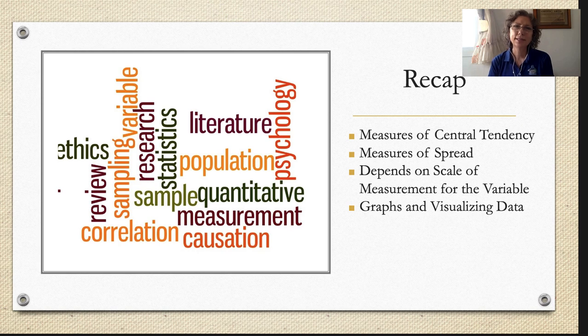Okay, that's it for our highlights in Chapter 12. We discussed measures of central tendency, measures of spread. Keep in mind, it depends on what type of variable you're looking at. That's your first question every time. Is it a categorical variable or a continuous variable? Then that tells you what type of summary statistic you're going to use to help describe it, and what graphs or visualizations you want to use.